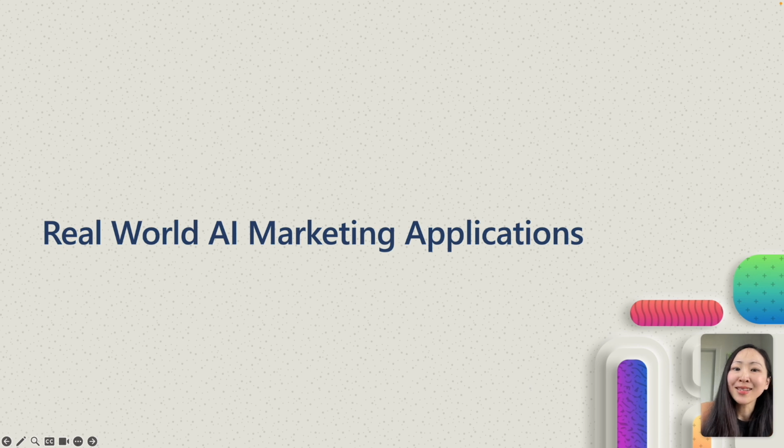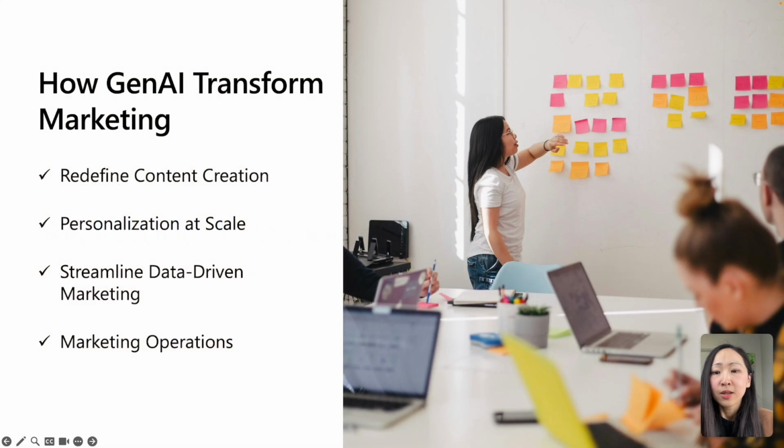So now we all understand some basic concepts about generative AI. Let's also talk about some real-world AI marketing applications, how we can really use generative AI for marketing tasks. So basically, there are 4 key areas that generative AI is transforming marketing. The first one is that we revolutionize content creation and redefine the whole process.